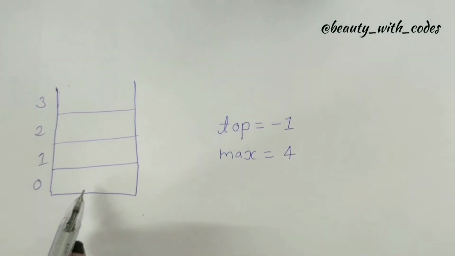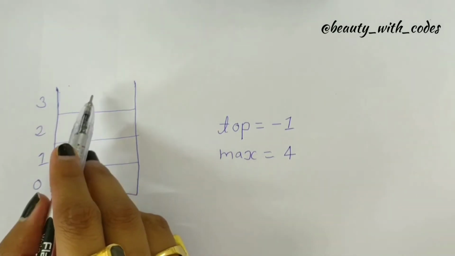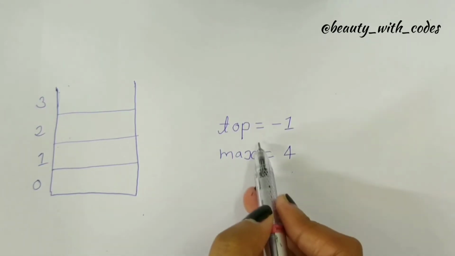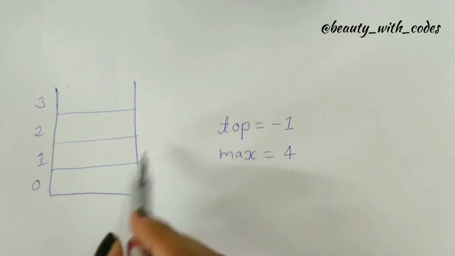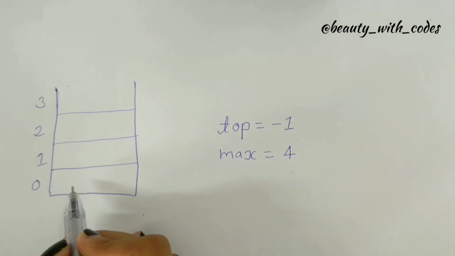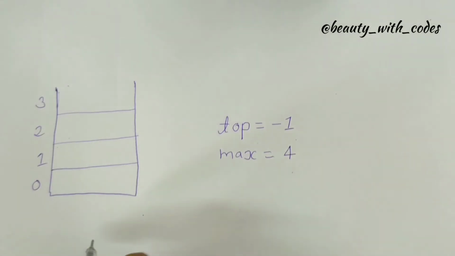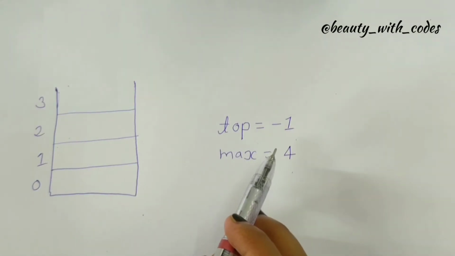So guys, this is our stack. It can hold 4 elements, isn't it? First element, second element, third element and fourth element. So max is nothing but the size of the stack. So the size of the stack is 4. Why is top equal to -1? Because now our stack is empty, isn't it? So yes, top is -1 because no element is at 0. So top equal to -1 means nothing but your stack is empty.